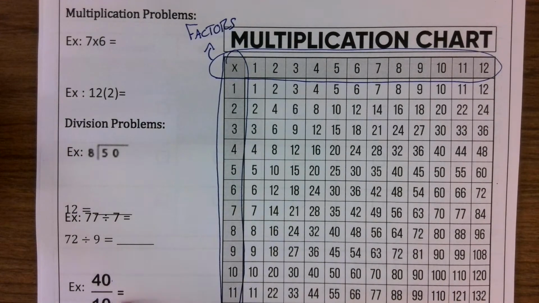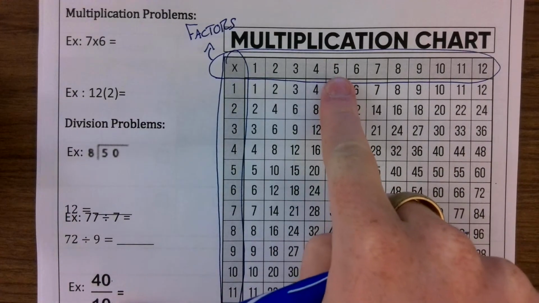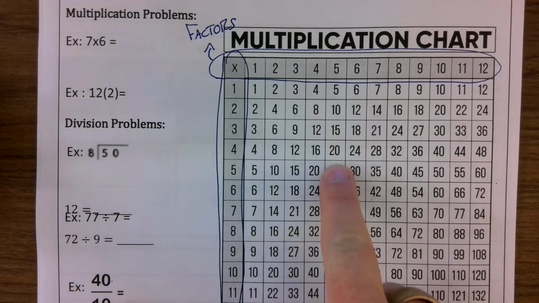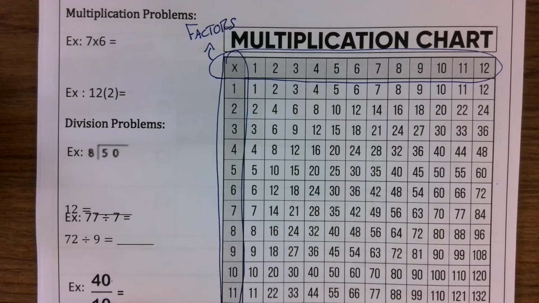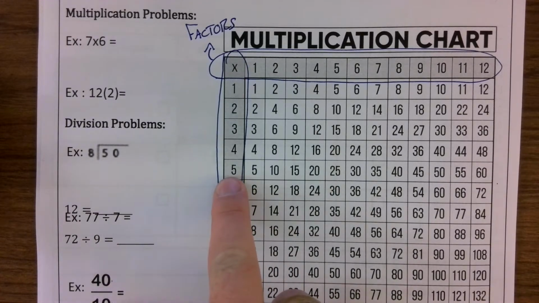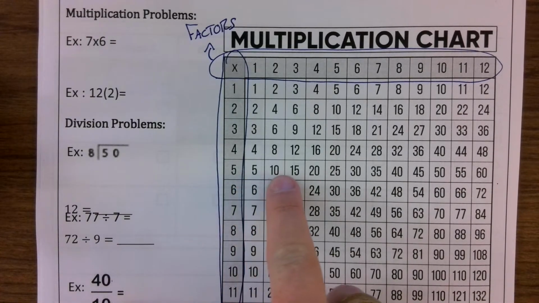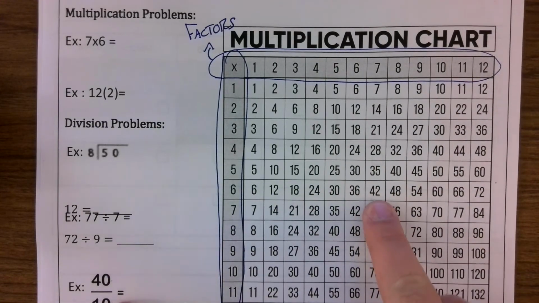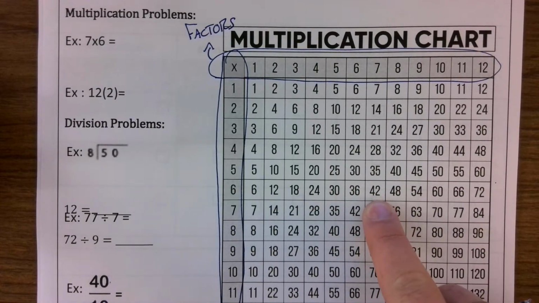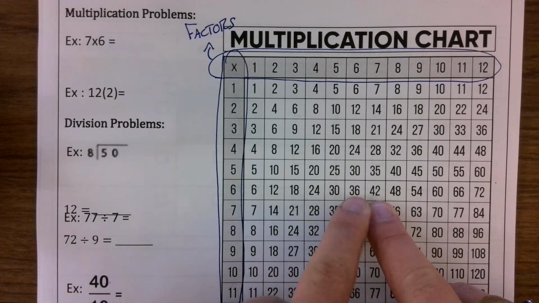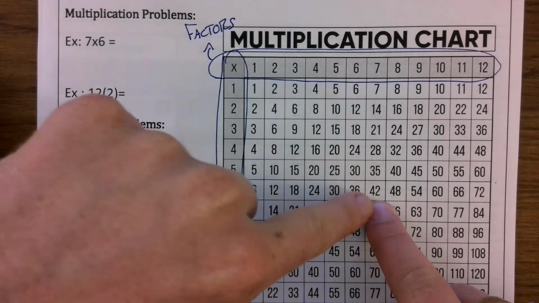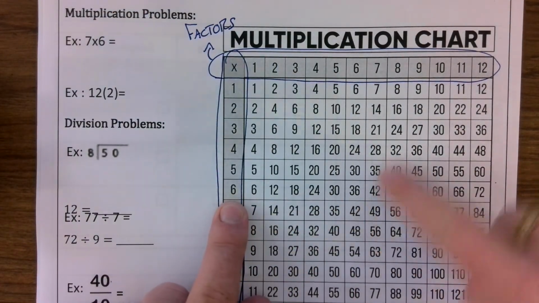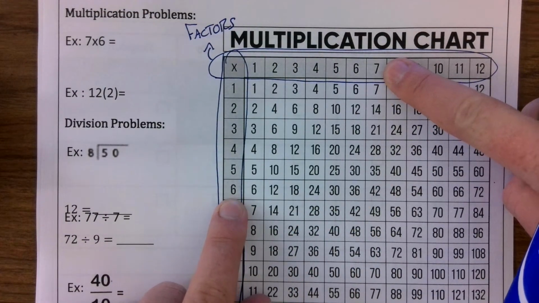If I want to know the multiples of 5, for example, I could find the 5 here, and I could just follow my finger all the way down. 5, 10, 15, 20, 25. These are all multiples of 5. Notice if I come over to this 5 and I go across, I get the same numbers. So if we look at 42, for example, 42 is a multiple of 6 and 7, which means that 6 and 7 are factors of 42.